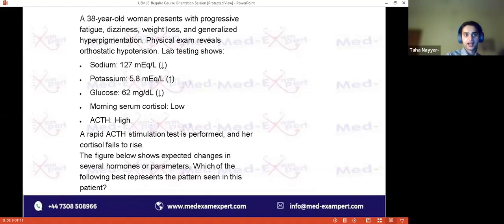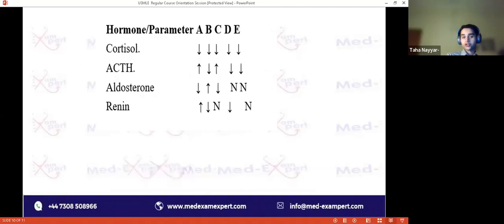So if ACTH is high, chances are this is primary adrenal insufficiency. And in primary adrenal insufficiency, what do we have? We have a deficiency of both aldosterone and cortisol. Now they have given us cortisol, ACTH, aldosterone, renin, with up, down arrows and normal. So you have to choose one of the options. We have made the diagnosis: this is primary adrenal insufficiency, meaning deficiency of both cortisol and aldosterone.